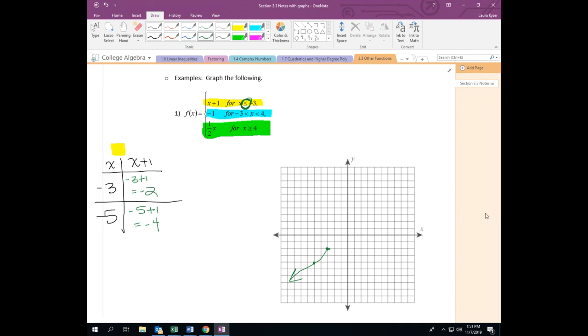And again, make yours nicer than mine. It's just hard for me to write with this pen. So there's the yellow part done. Let's talk about the blue part now.